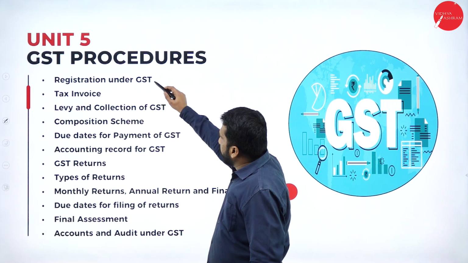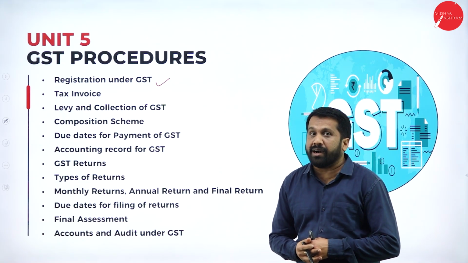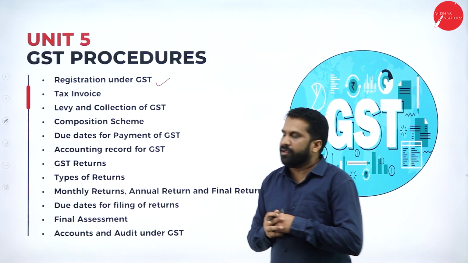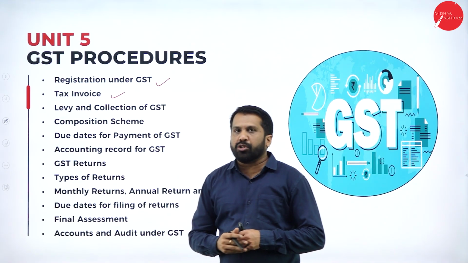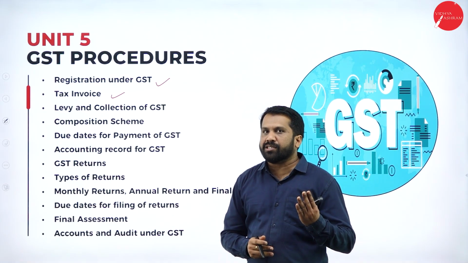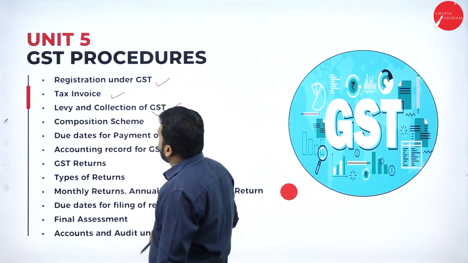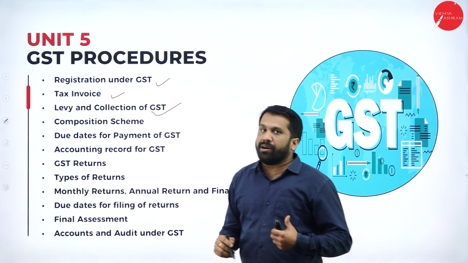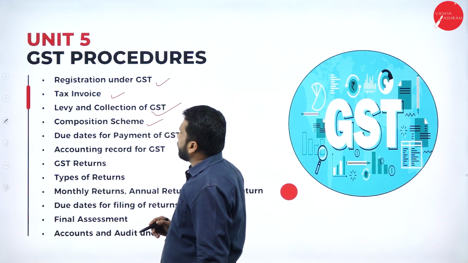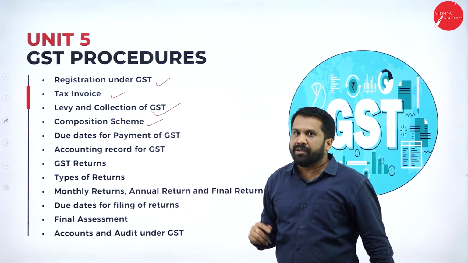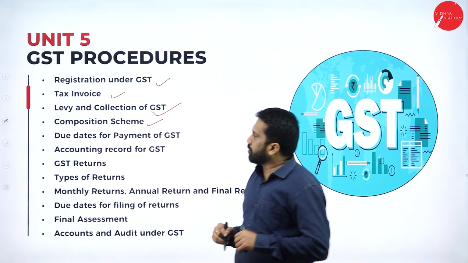Now, registration under GST: who can register and who is eligible for GST. Next, tax invoices. If you go to any shop and buy something, you will get an invoice copy that is called a tax invoice. Levy and collection of GST: how to collect and how to charge GST. Composition scheme, I'll explain more about it. It is a concessional tax. I'll tell you what composition is.